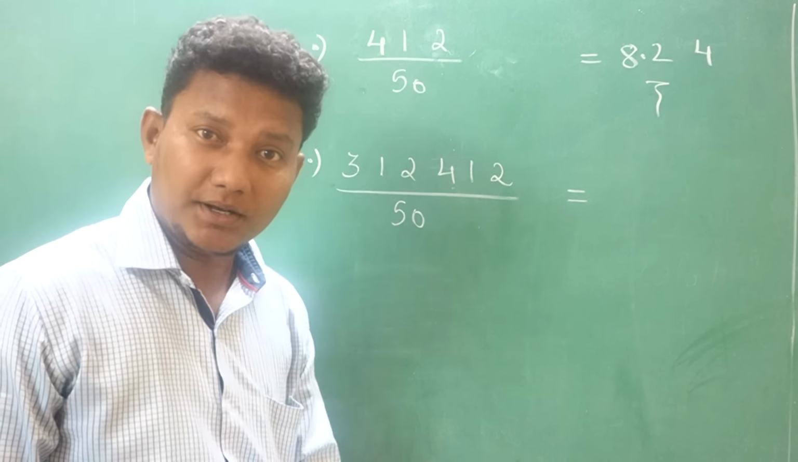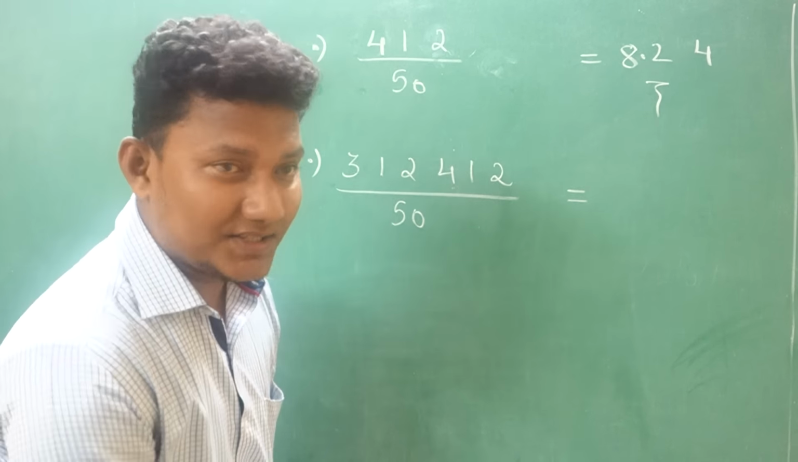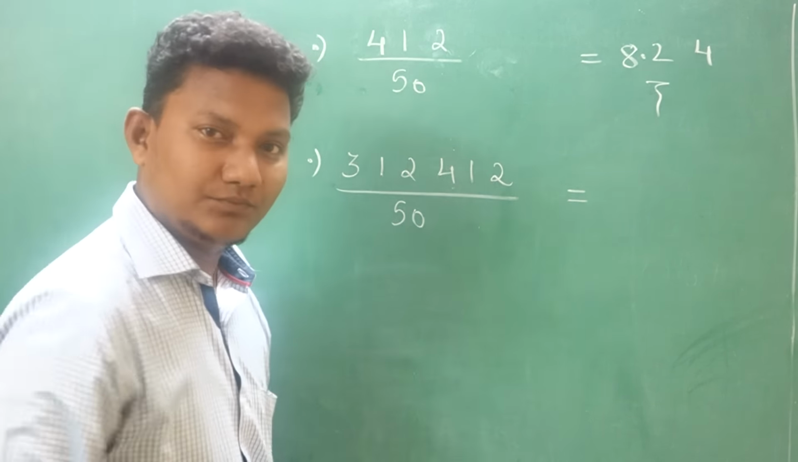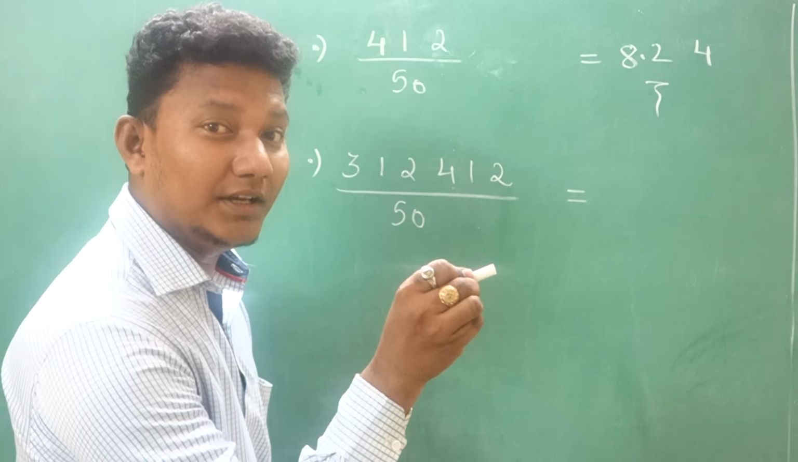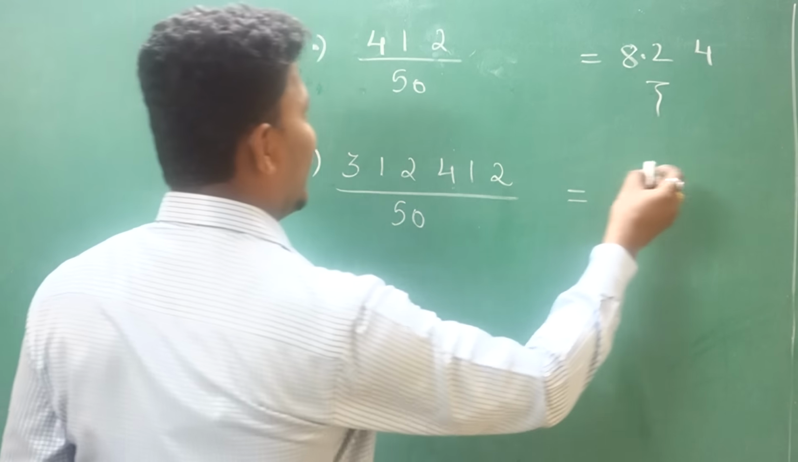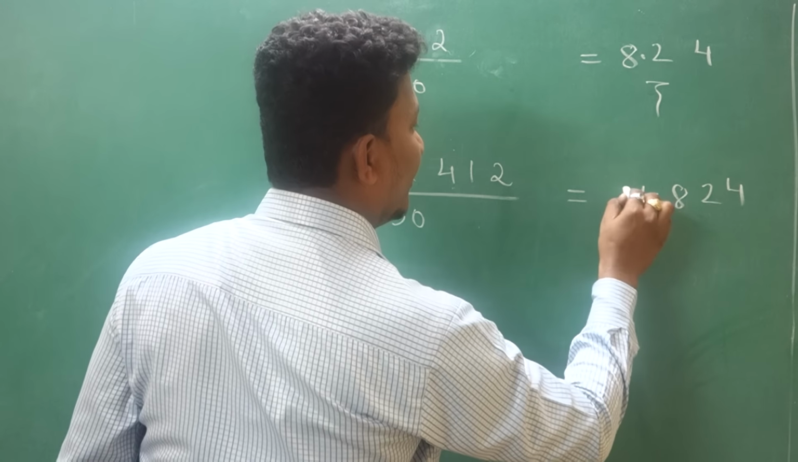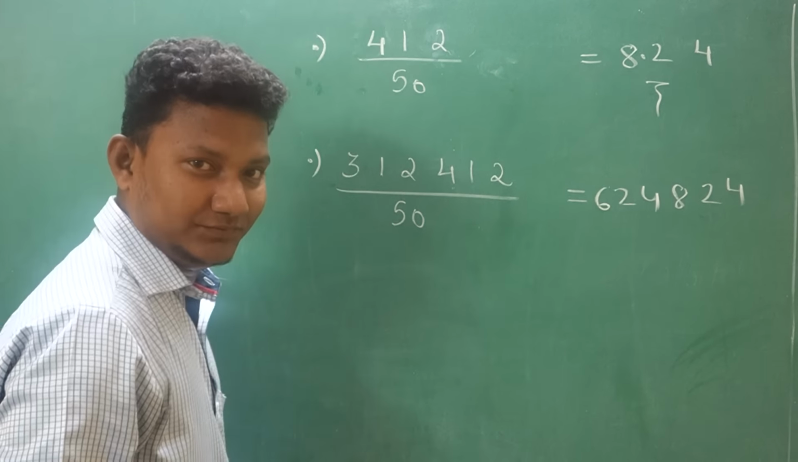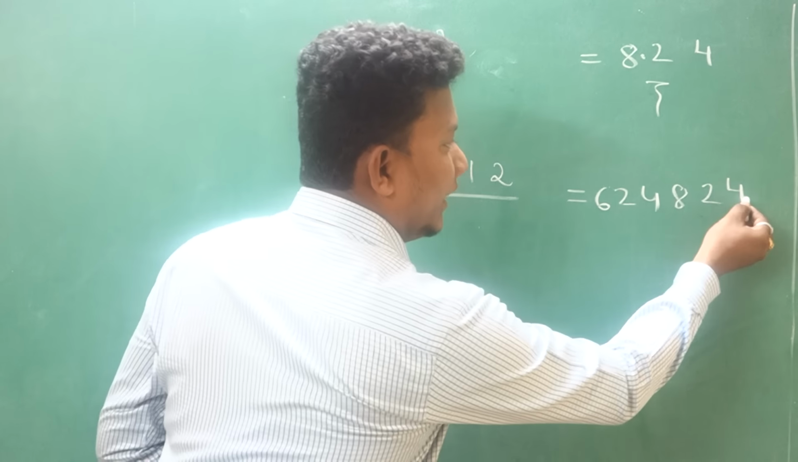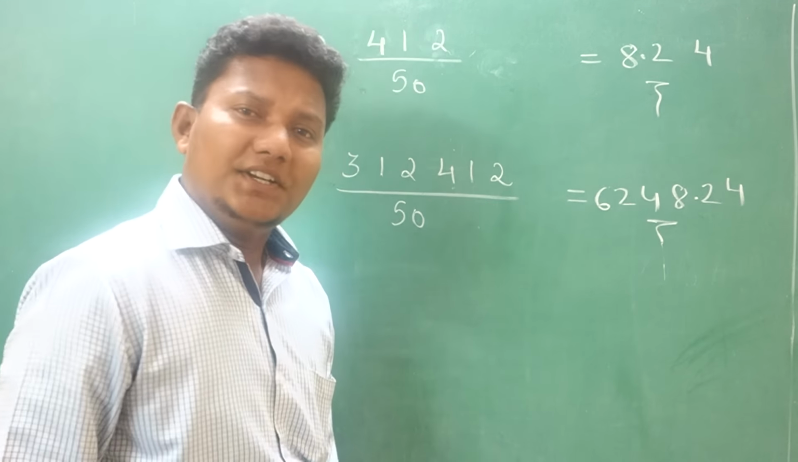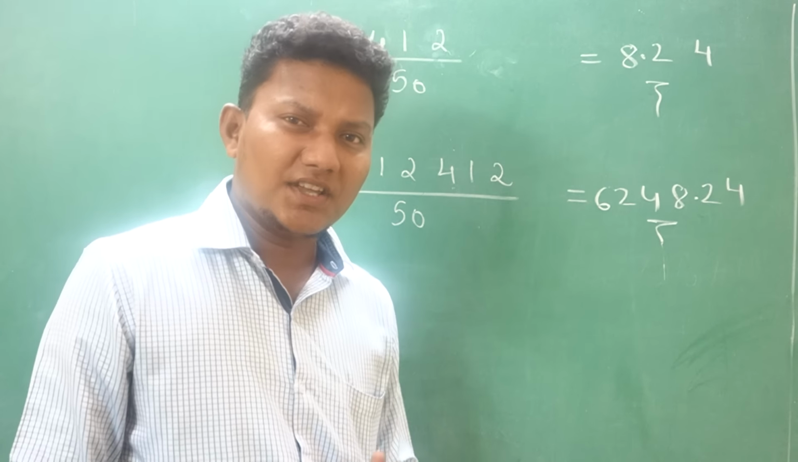312412, so a big number, and we have to divide by 50. Let's have a look at what the trick is. Double this number, that means multiply that number by 2, and put the decimal after the tens place. So double this number, and what will we get? 624824. Double this number and put the decimal after the tens place. That's it, we got the answer. So you might be thinking, sir, we got this answer in just a fraction of a second.